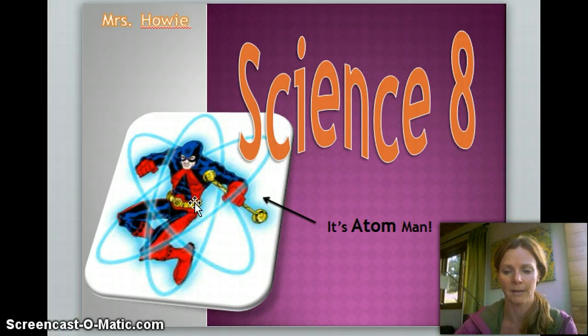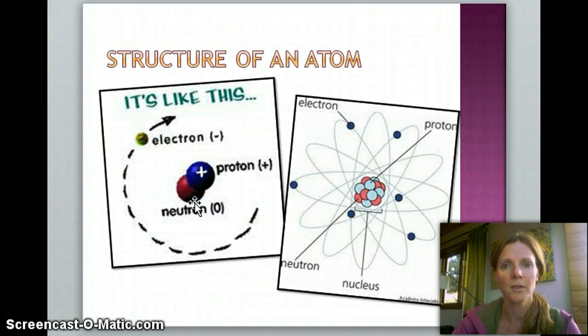Atom Man! Whatever. Okay. Alright, so this lesson, clearly we're going to talk about the atom. The structure of the atom is pretty straightforward. You guys have probably heard it quite a bit, but I want you to listen up once again. Basically you have the nucleus that's in the center of the atom. You can see from both of these pictures.